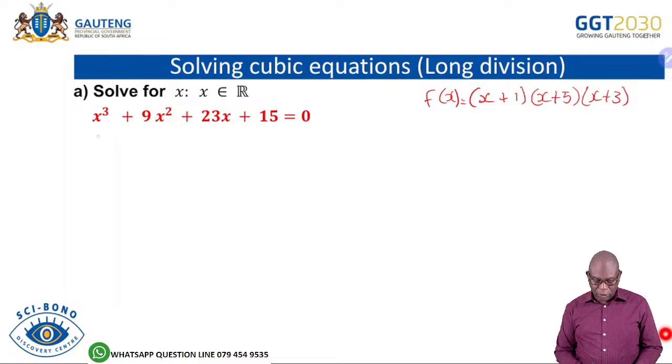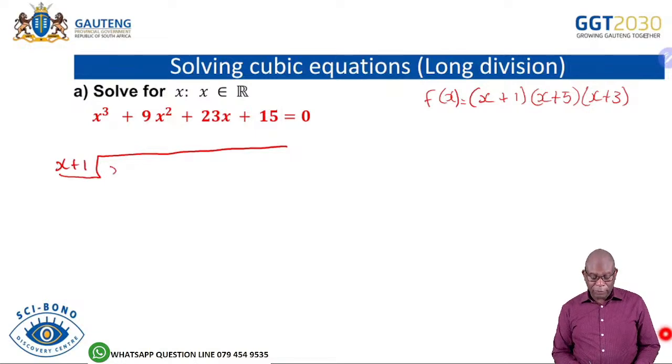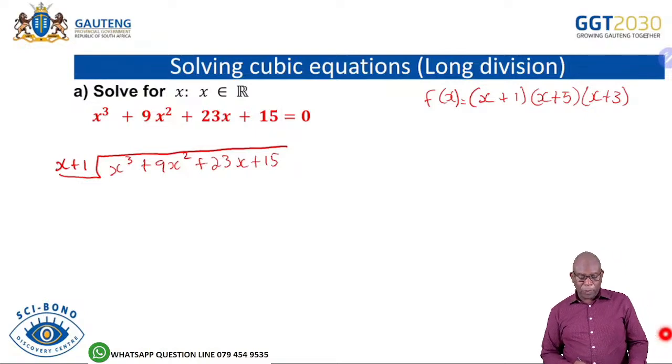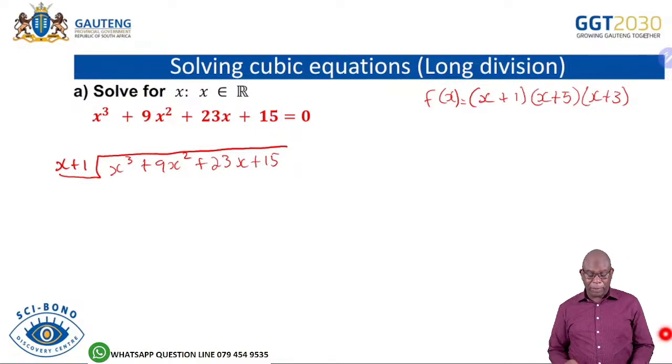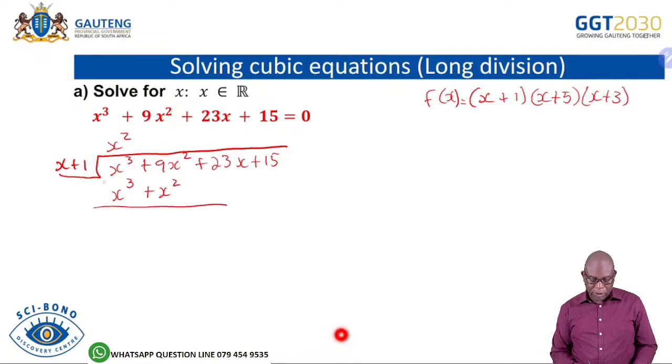Now let's look at the long division. With the long division, I'm now going to divide this. I'm going to take the factor of x plus 1. So I'll have x cubed plus 9x squared plus 23x plus 15. So now here we are solving for x, remember. So now I'll say x cubed divided by x will give us x squared. We go here, we get x cubed plus x squared. Then we subtract. 9x squared minus x squared will give us 8x squared. Bring down the 23x.